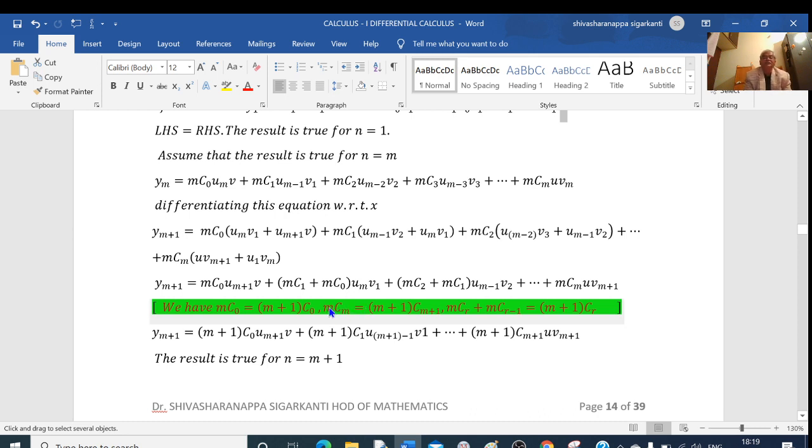MCM can be written, replacing M by M plus 1 here, as M plus 1 CM plus 1. And one more formula is there: MCR plus MCR minus 1 can be written as M plus 1 CR. Here the suffix of the second term is 1 less than that of the first, and the sum can be written as M plus 1 CR.